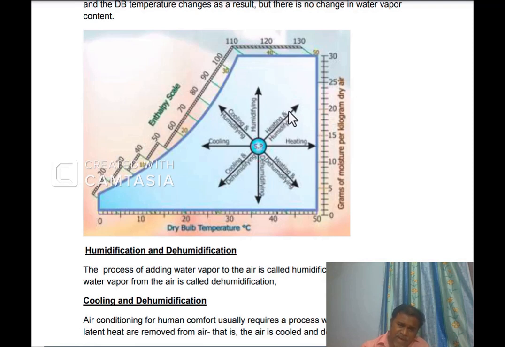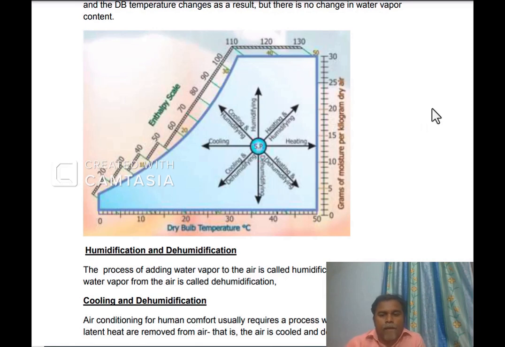Heating and humidification. Here the heating process is increasing like this, and the humidification process. With humidification, I am going to increase the humidity like this, because this is the order in which the increase of humidity happens. So heating as well as humidification. I want to show you one more thing here.